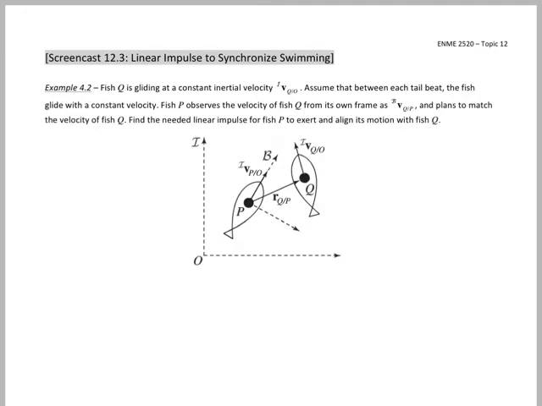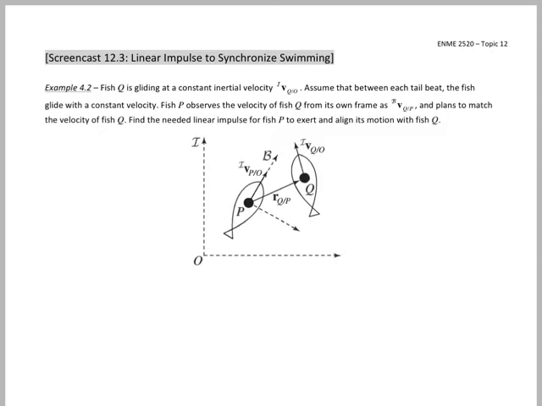Let's apply what we know about how an impulse can change linear momentum to a problem in which we have two fish. We have fish P and we have fish Q. And fish Q is moving at a constant velocity that's observed in the inertial reference frame. So it's Q with respect to O. And fish P is moving at P with respect to O. And fish P wants to align its velocity in the direction of fish Q.